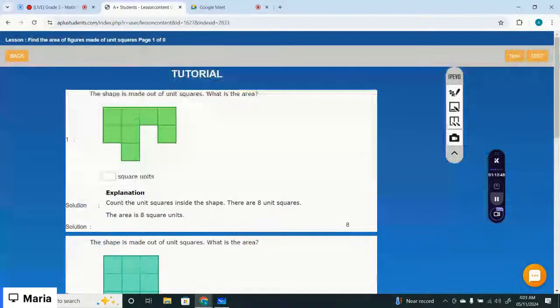What is the area? Basically, you need to count when you are working on the unit squares. You need to count the unit squares inside the shape. So there are 1, 2, 3, 4, 5, 6, 7, 8 squares, right? There are 8 squares. So the area is 8 square units, right? The correct option is the area is 8 square units.